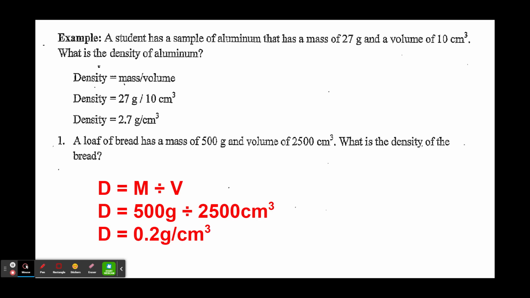Now for number 1, which is the only one that I am going to go over, but you do have to do the rest on your own. It says a loaf of bread has a mass of 500 grams and a volume of 2,500 centimeters cubed. What's the density? So you're going to do 500 divided by 2,500, and my answer is 0.2 grams per centimeter cubed. Notice how I got my units from the original numbers, so I just do grams per centimeter cubed. If it's a liquid, then it would be grams per milliliter, or whatever unit they give me.